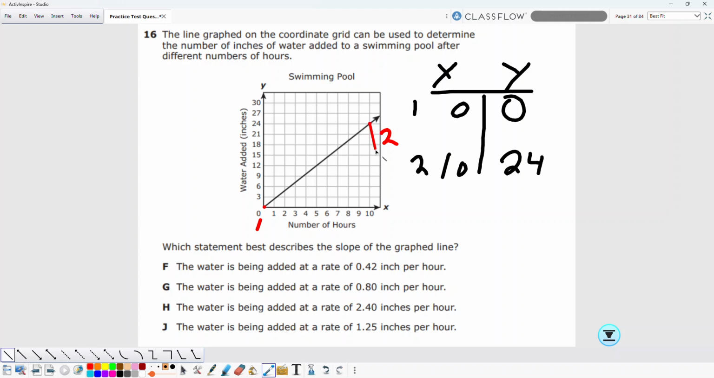So I pick this point. This point is directly above 10. I want to make that a dashed line. So this point right here that we selected for our second point is directly above 10 and directly across from 24.